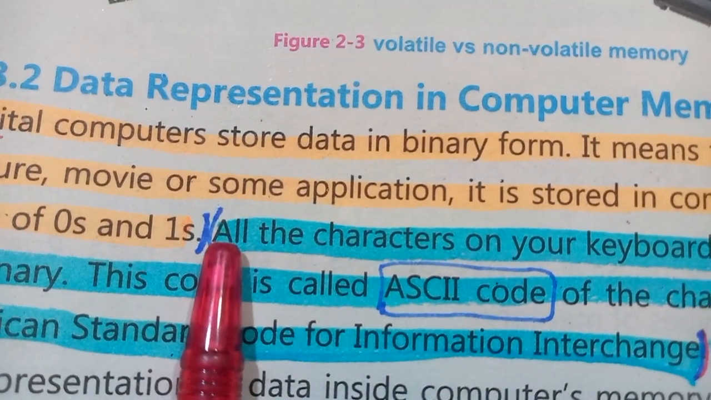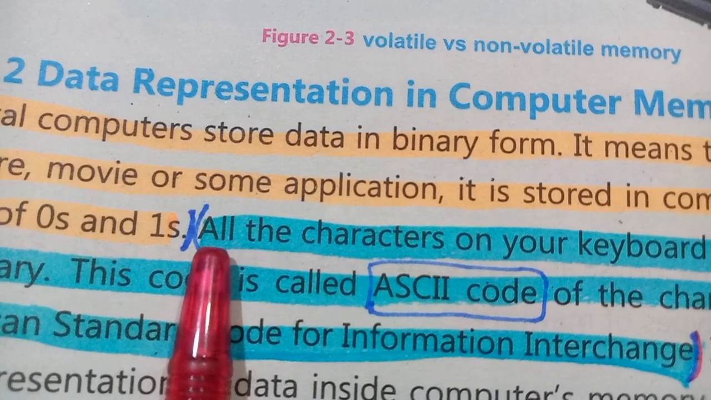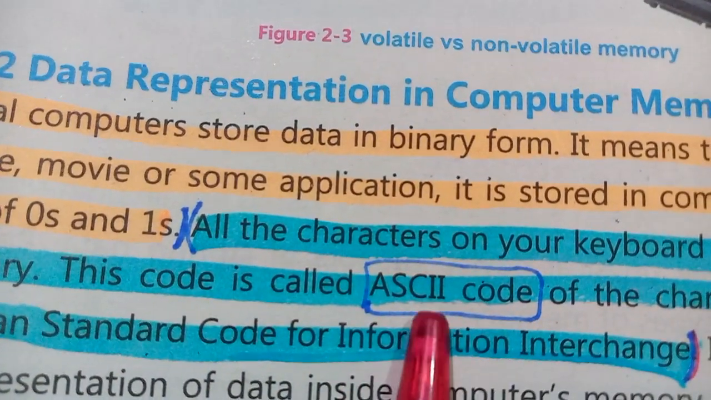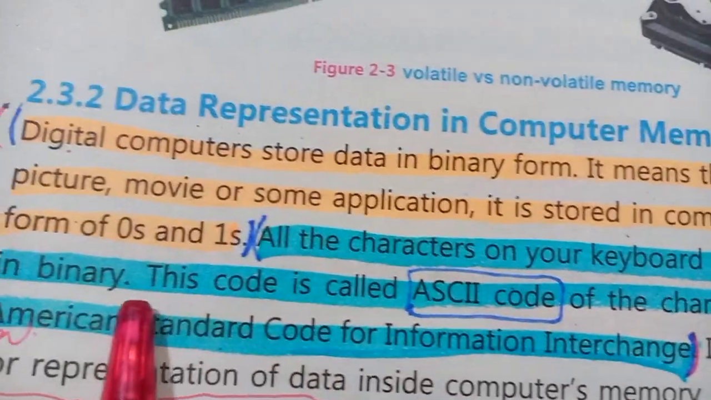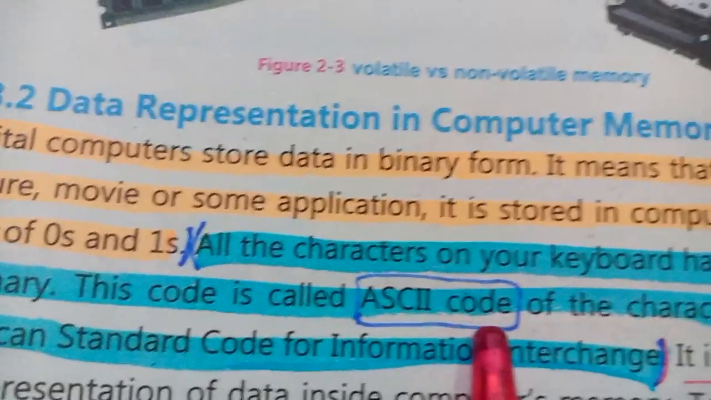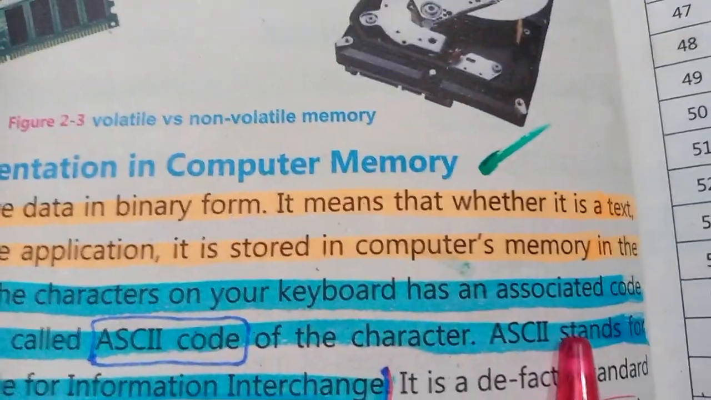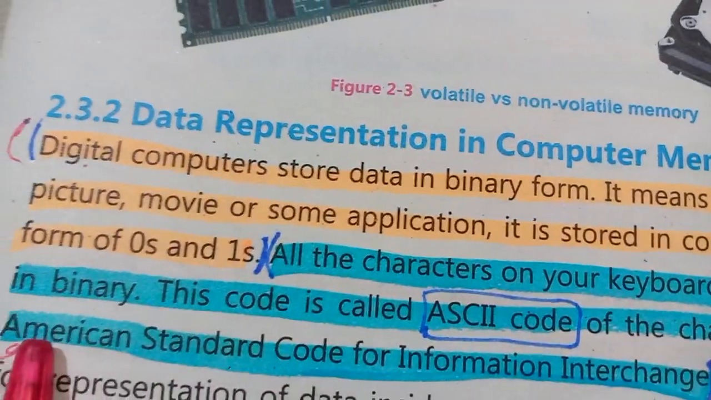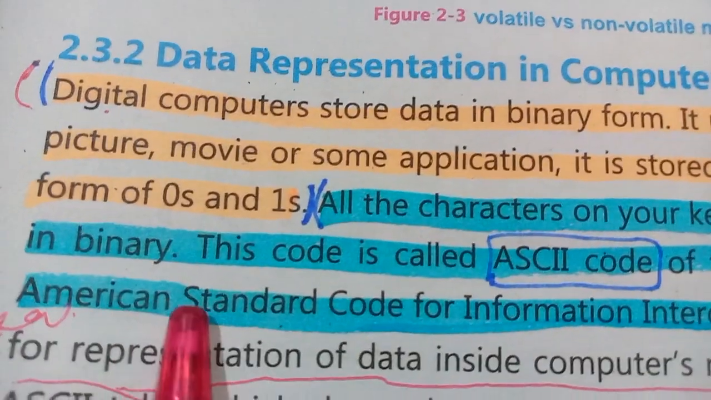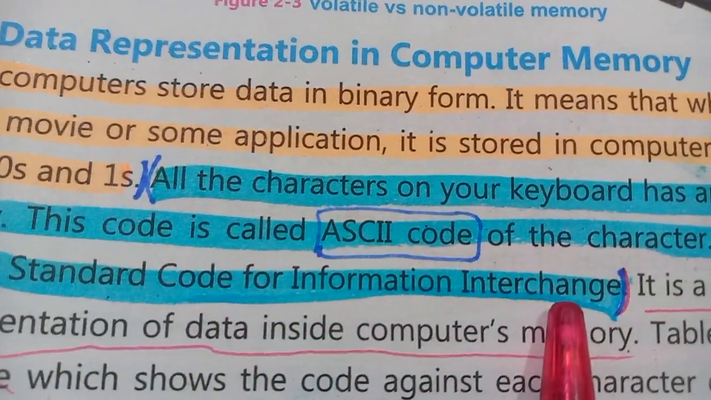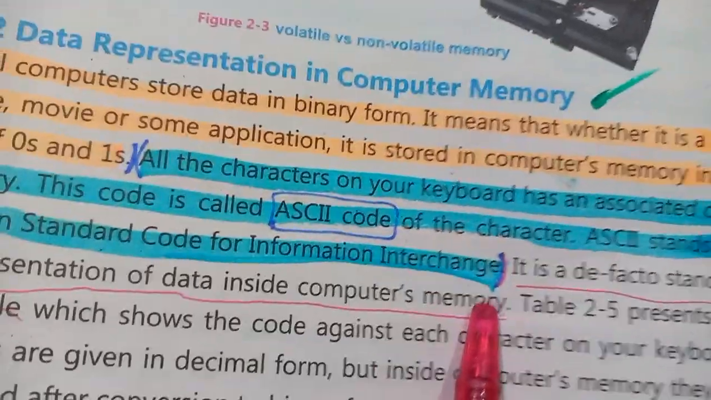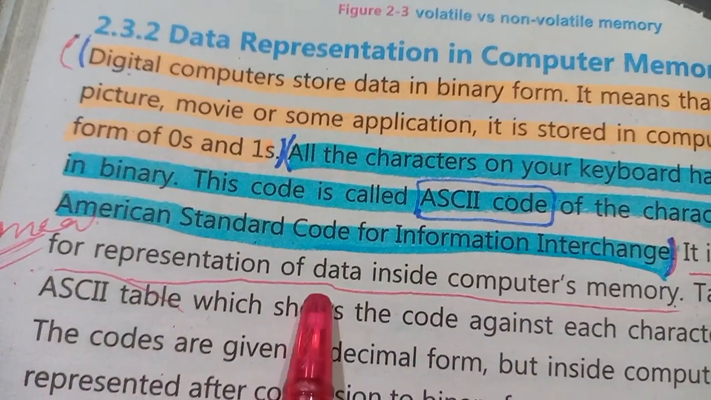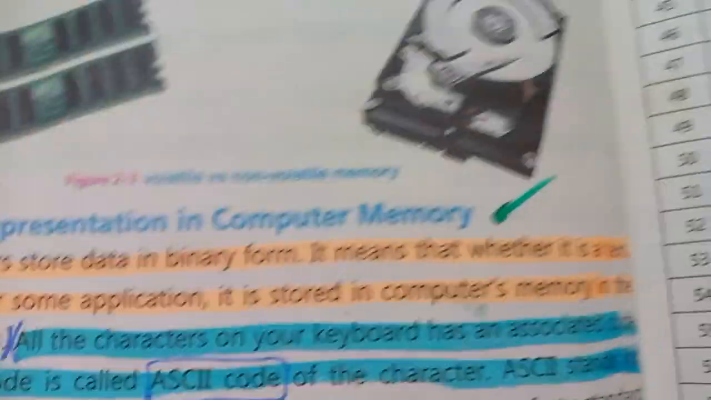Next is the question, what is ASCII code or what is ASCII? All the characters on your keyboard have an associated code in binary. This code is called the ASCII code of the character. ASCII stands for American Standard Code for Information Interchange. It is a de facto standard. This line can be asked as an MCQ for representation of data inside computer memory.